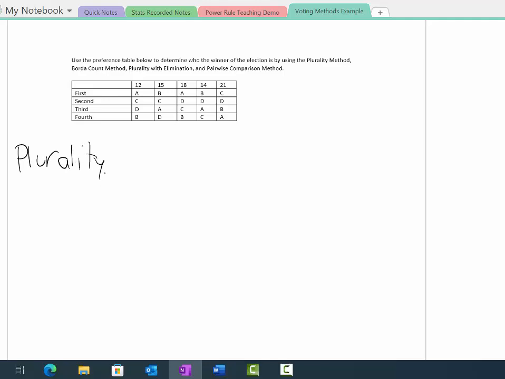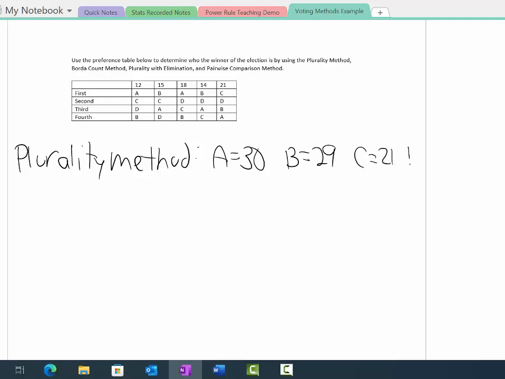Now remember, the plurality method tells me whichever candidate has the most first place votes is the winner. So A has 12 plus 18, 30 votes. B has 15 plus 14, which is 29. C has 21. And D has 0. So A would win the election using the plurality method.